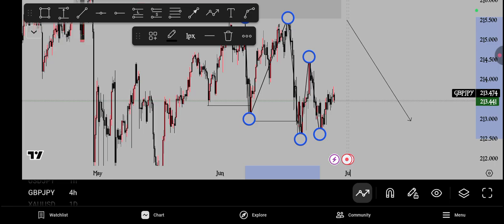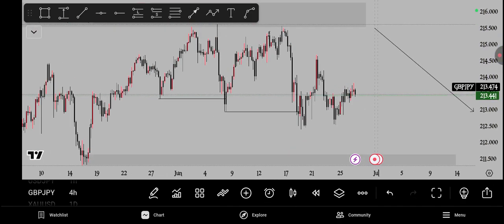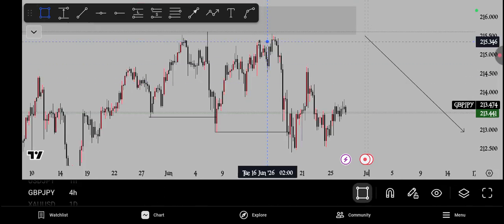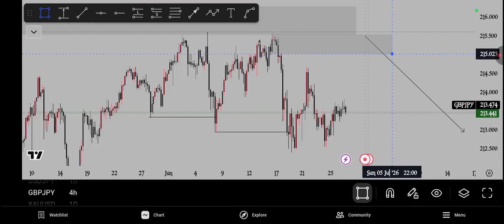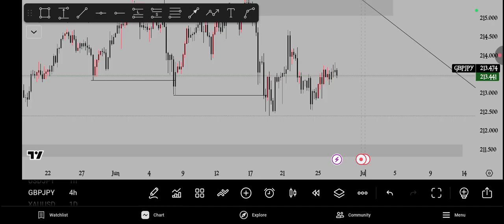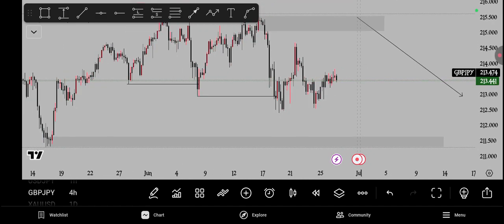So I will expect some sort of reaction from this supply if price will get here. That is, if price will eventually get to this zone. I expect a reaction there if price will get to this zone.